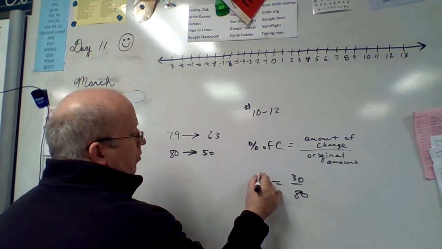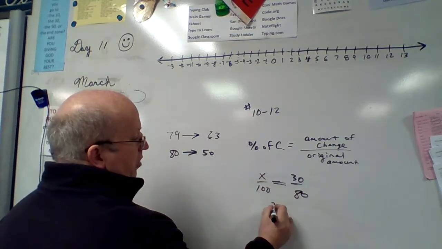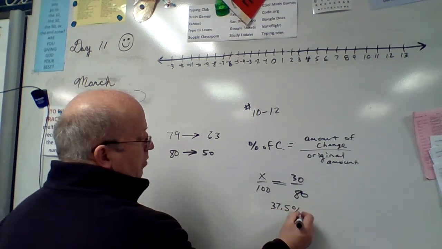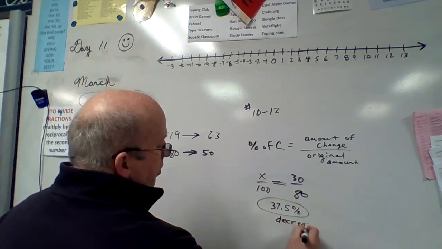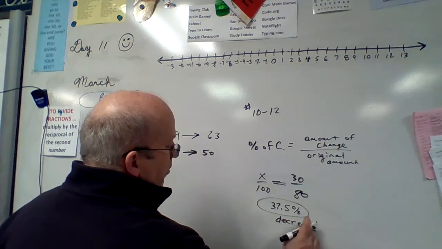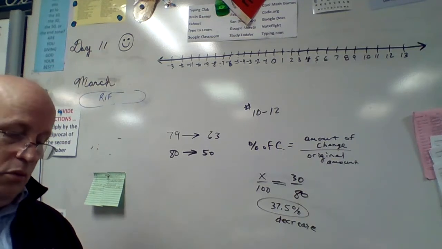And then I put x over 100 and I solve for x, right? In this particular case, if I solve this, my x value would be 37.5%, and it's a decrease this time. The price went down. That's a decrease. So that's how you're doing on 10 through 12.